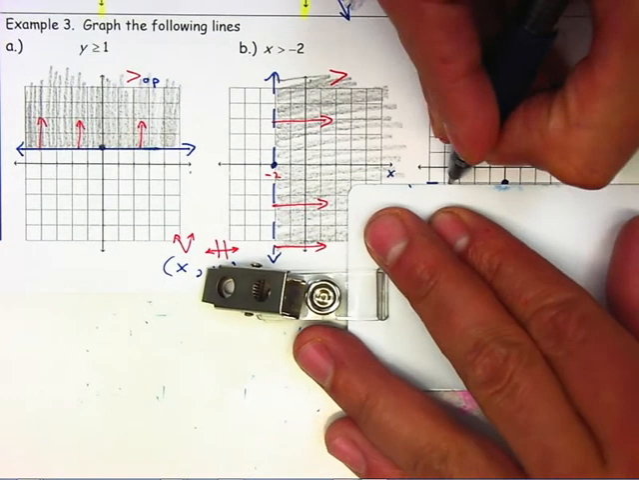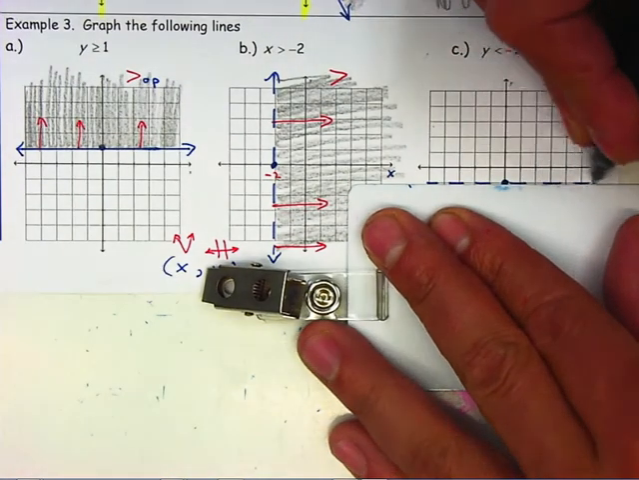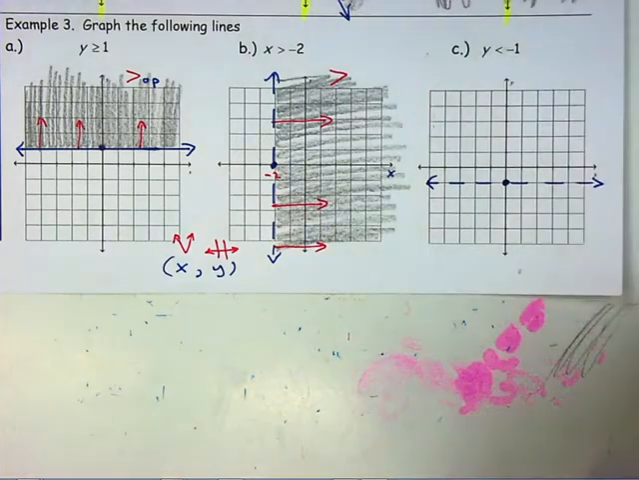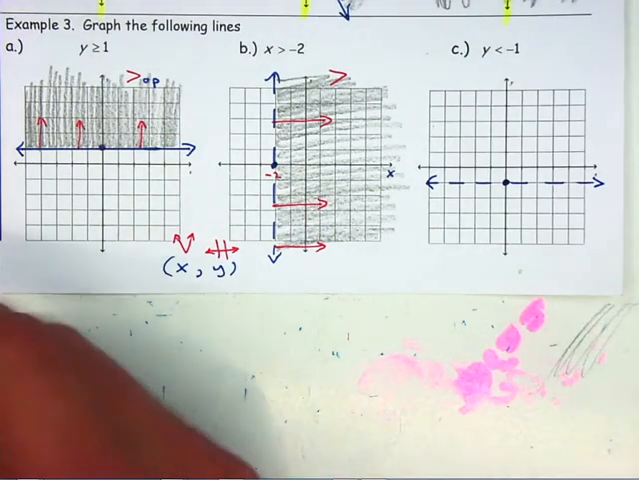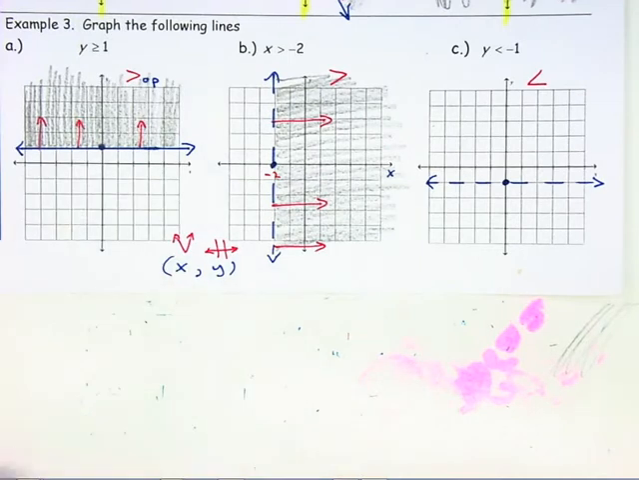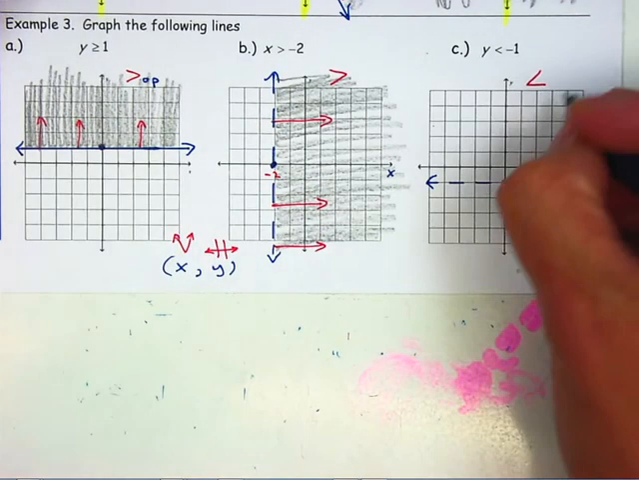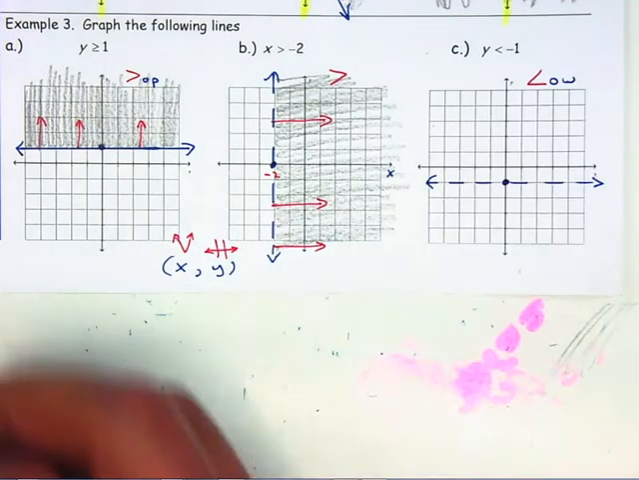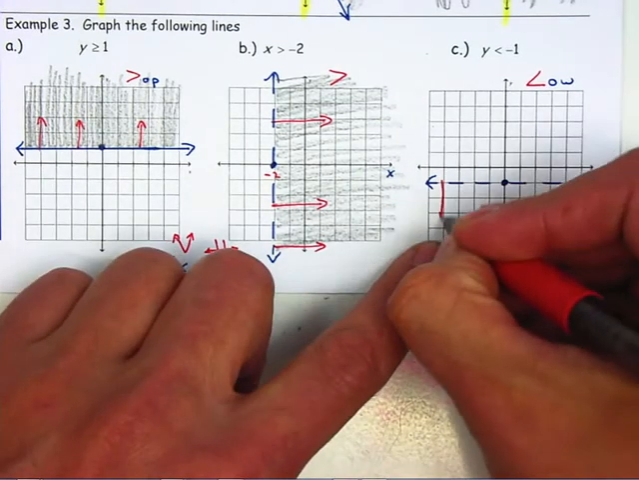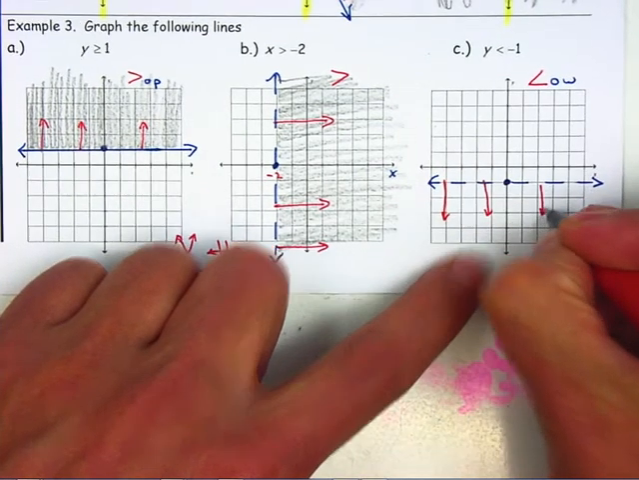So it means that those points that are on the line are not part of the solutions. And it's less than, so am I going to shade the low or the top? It's going to be the low side. I'm going to shade the low section.